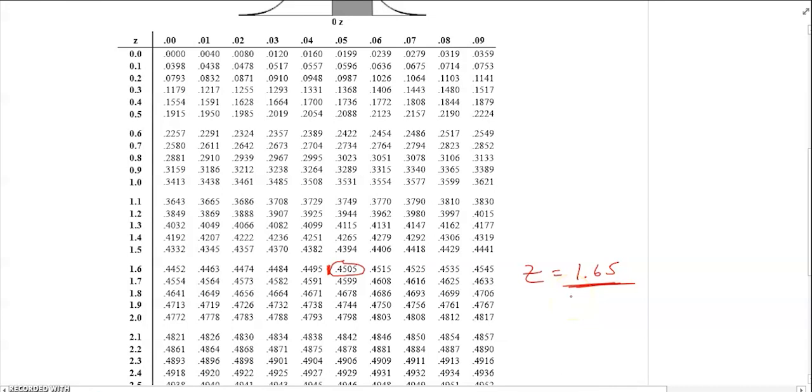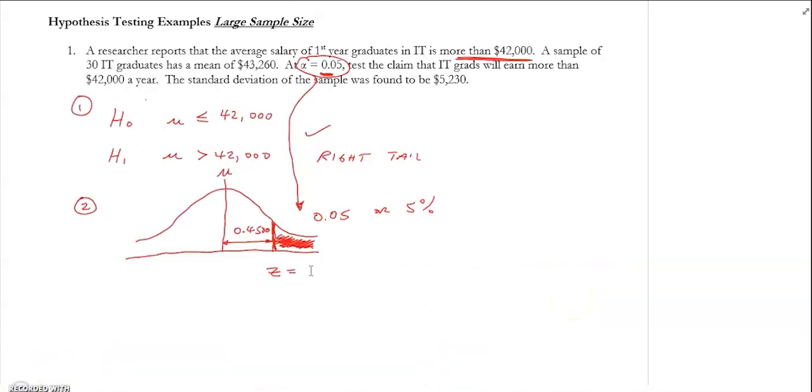So what does that mean? It means that the Z value here is 1.65. And so that's the fence. 1.65 for Z is the fence. If you're on this side of the fence, you do not reject H naught. If you're on this side of the fence, you do reject H naught. Now, what does this mean for the next step? Well, the next step is to actually perform the Z test.